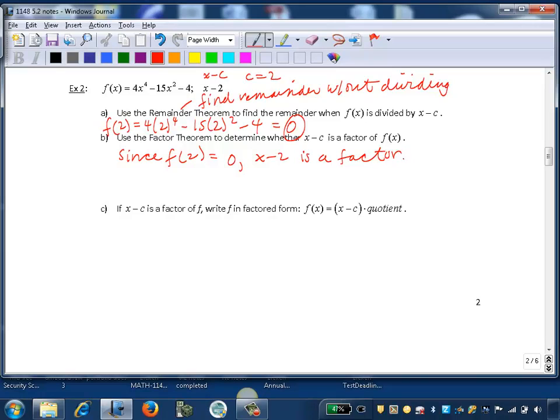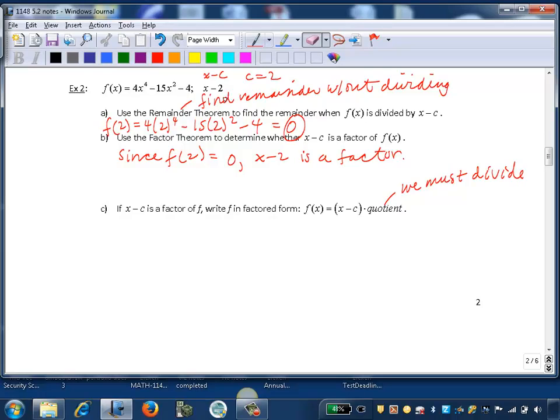Okay, so now in part C, we know that x minus 2 is a factor of f, so in this case, since we know that, we're going to write it in factored form. So if we want to write the polynomial f in factored form as the product of x minus c, or in this case x minus 2, and the quotient, we actually need the quotient. So we actually need to divide. So we know the remainder with the remainder theorem without actually dividing, but if we actually want the quotient, which they want in part C, we actually have to perform the division.